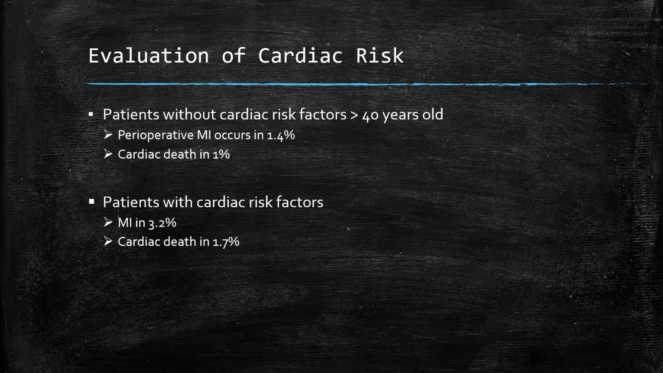As a baseline, in patients who are about to undergo a major operation, if they're over 40 years old, even if they don't have any known cardiac risk factors, the chance of a perioperative MI is about 1.4%, and the chance of suffering a cardiac death is about 1%. Of course, these numbers jump up if there are known cardiac risk factors, with the MI rate about 3.2% and the risk of cardiac death about 1.7%.